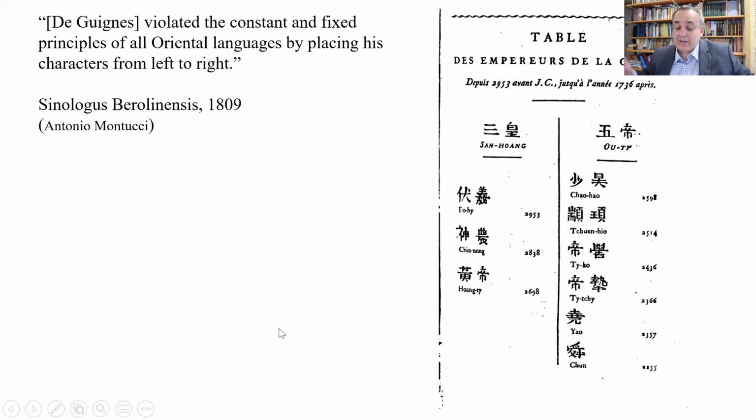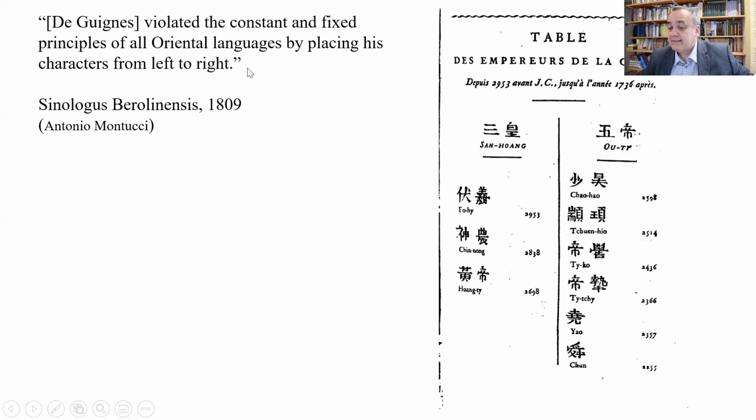And just to show you that this was not a straightforward issue, this was not uncontroversial, there was a book review, or just a critique of De Guignes's book. And in this critique, a sinologist with a pseudonym who called himself Sinologus Berlinensis, so a sinologist from Berlin, who was actually Antonio Montucci, said, "De Guignes violated the constant and fixed principles of all Oriental languages by placing his characters from left to right."